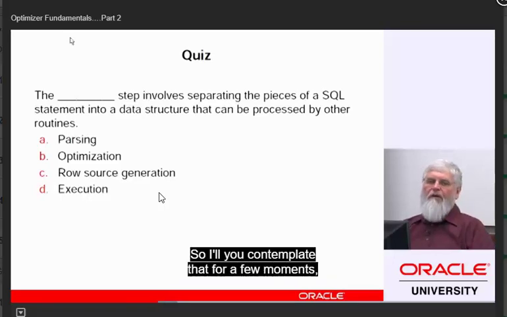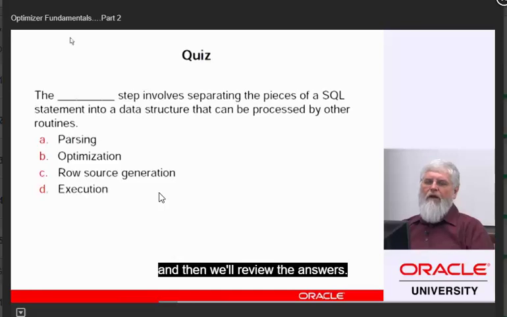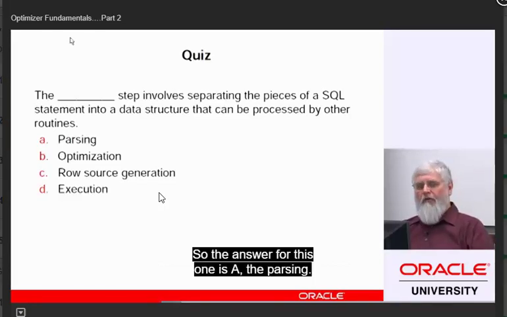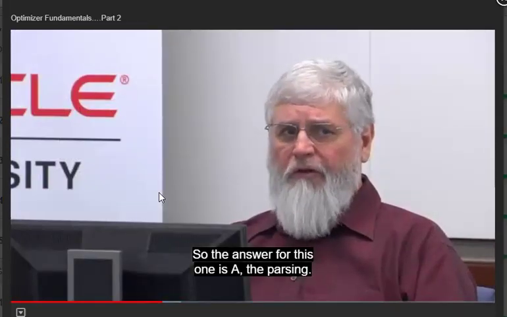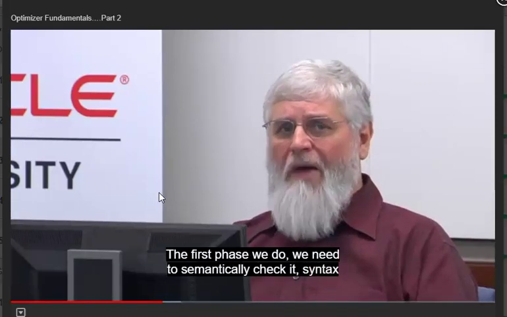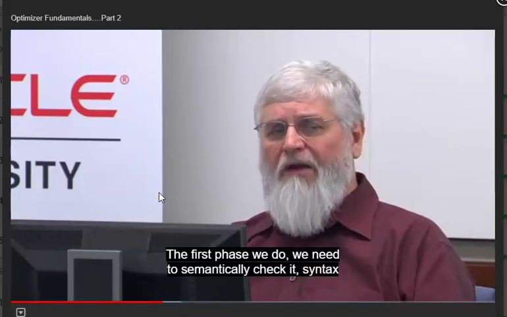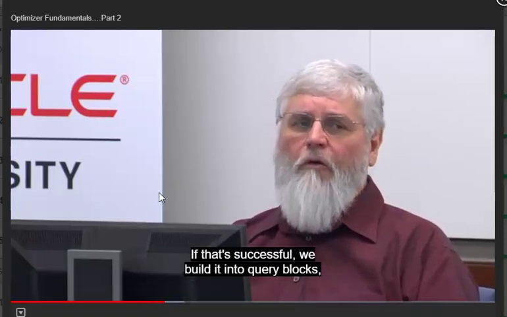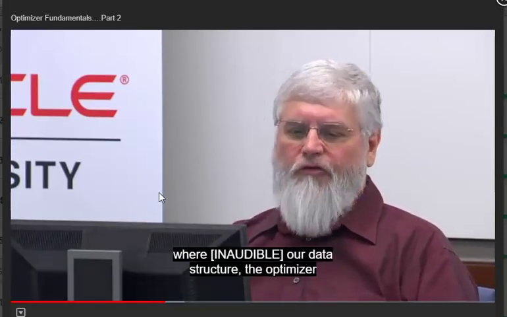So the answer for this one is A, the parsing. The first phase we do, we need to semantically check it, syntax check it, check the privileges. If that's successful, we build it into query blocks, which are our data structure the optimizer can use to decide on the best execution plan. And then the best execution plan is fed to the row source generator, and then we finally execute.